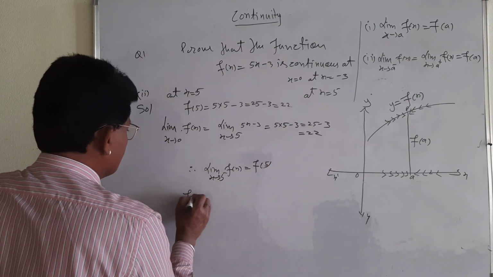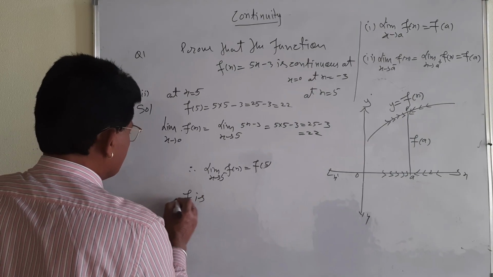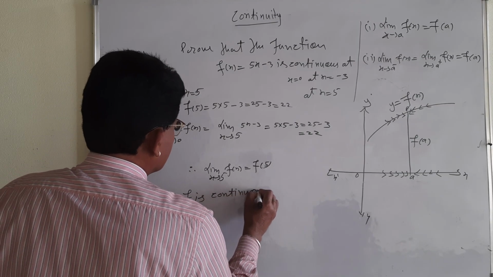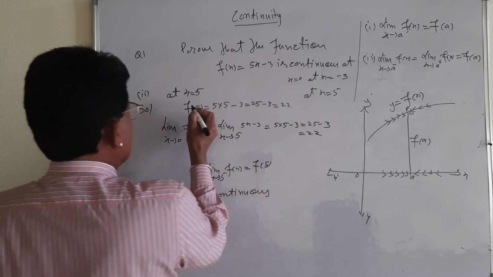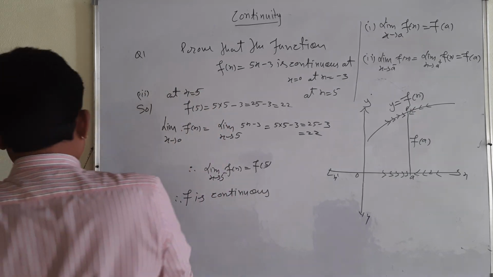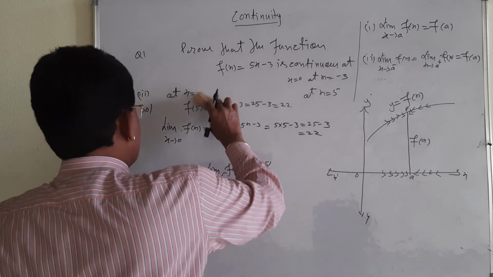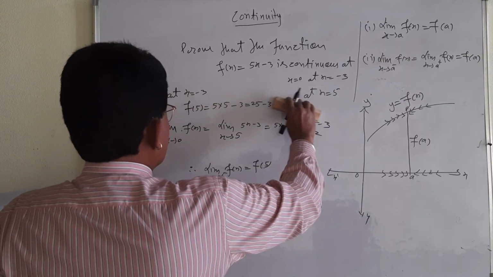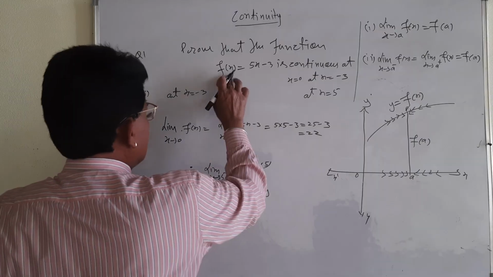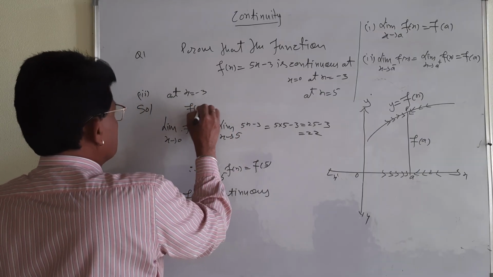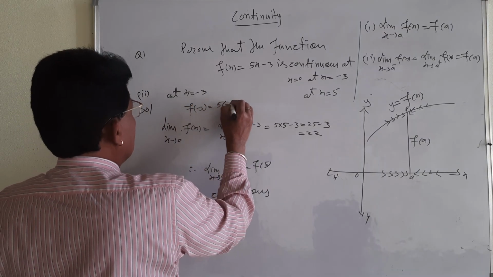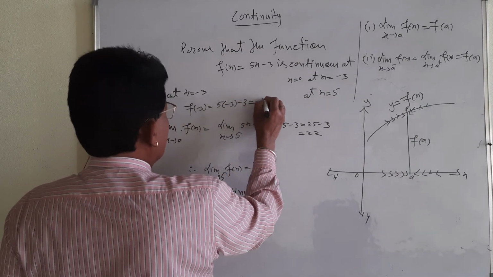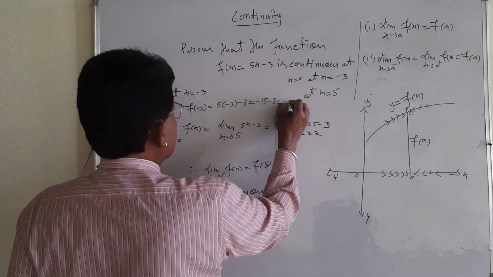That is why the function is continuous. Let me take the next thing, the third case, minus 3. Now I will take minus 3, and simply you write in place of x, minus 3. It will be equal to 5 and minus 3 minus 3. It will be 15 minus 15 minus 3, that is minus 15.